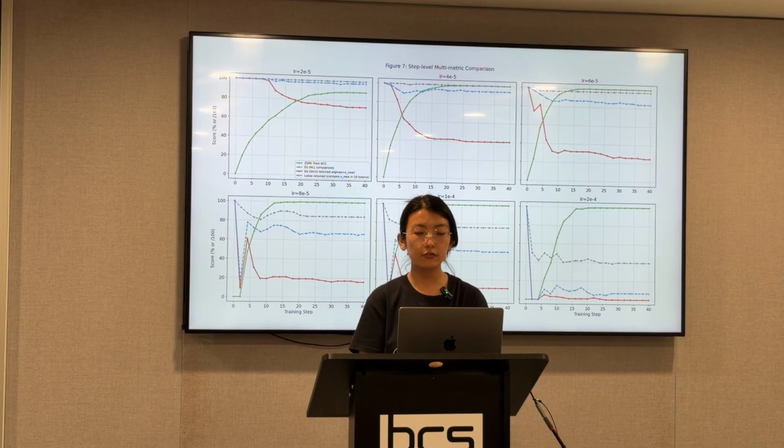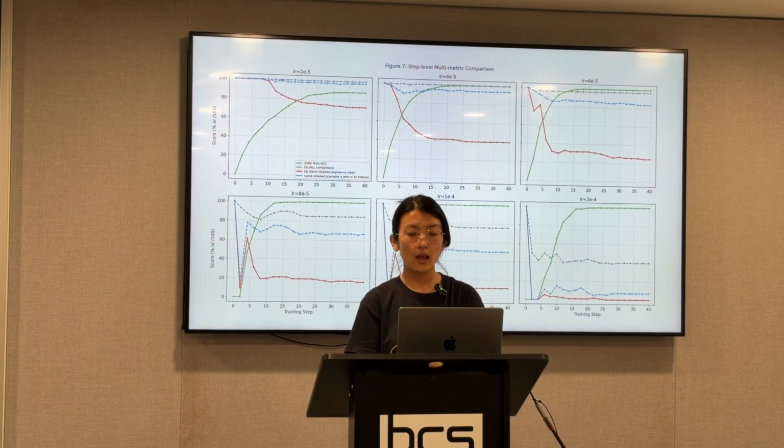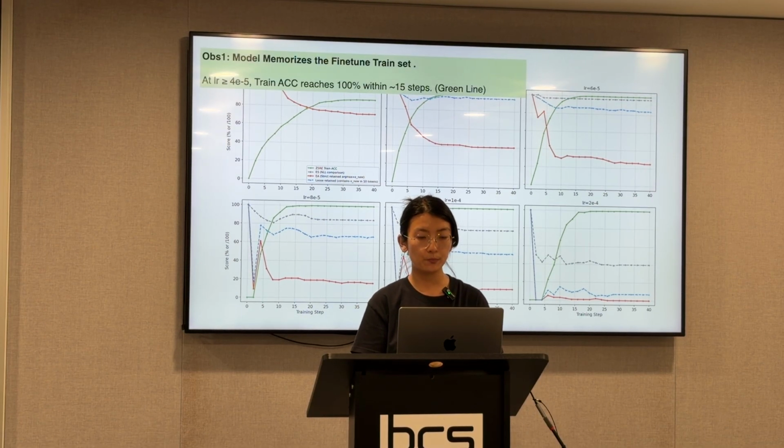We illustrate the four metric curves within different learning rates. The green dotted line is the training accuracy, and the other three lines denote the three metrics we mentioned before, the ES, LR, and EA respectively. The x-axis is the fine-tuning training steps. The first observation is about the green line. It converges within 15 steps, meaning the model memorized the fine-tuning training set.